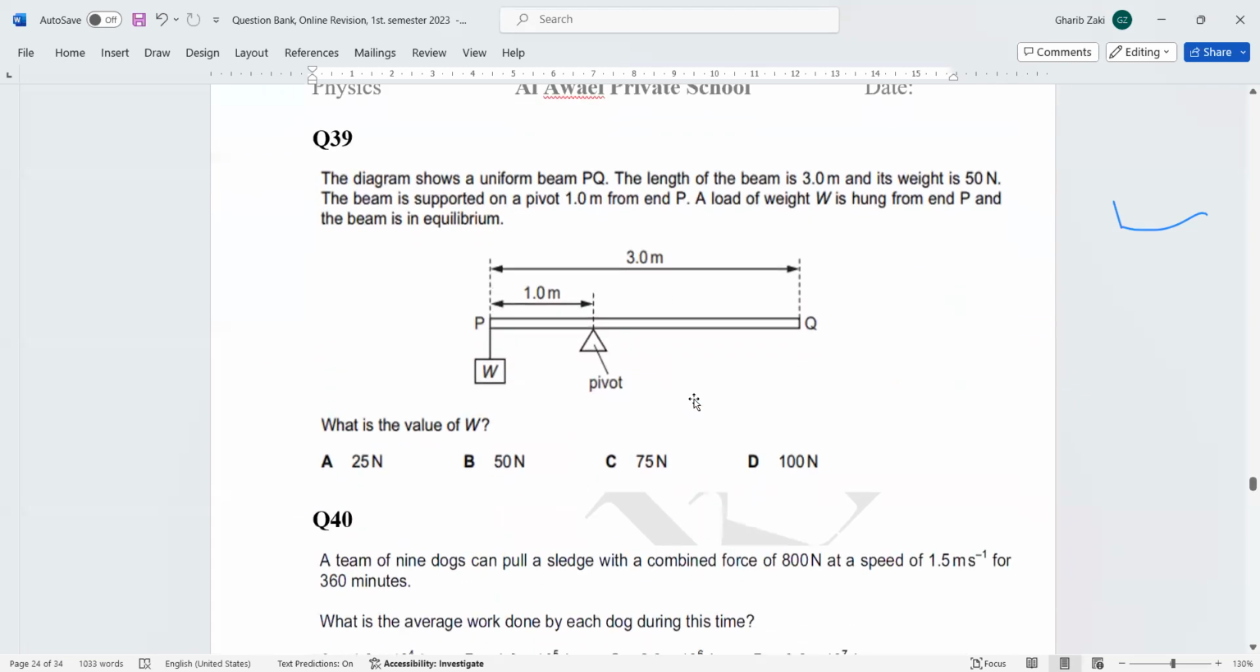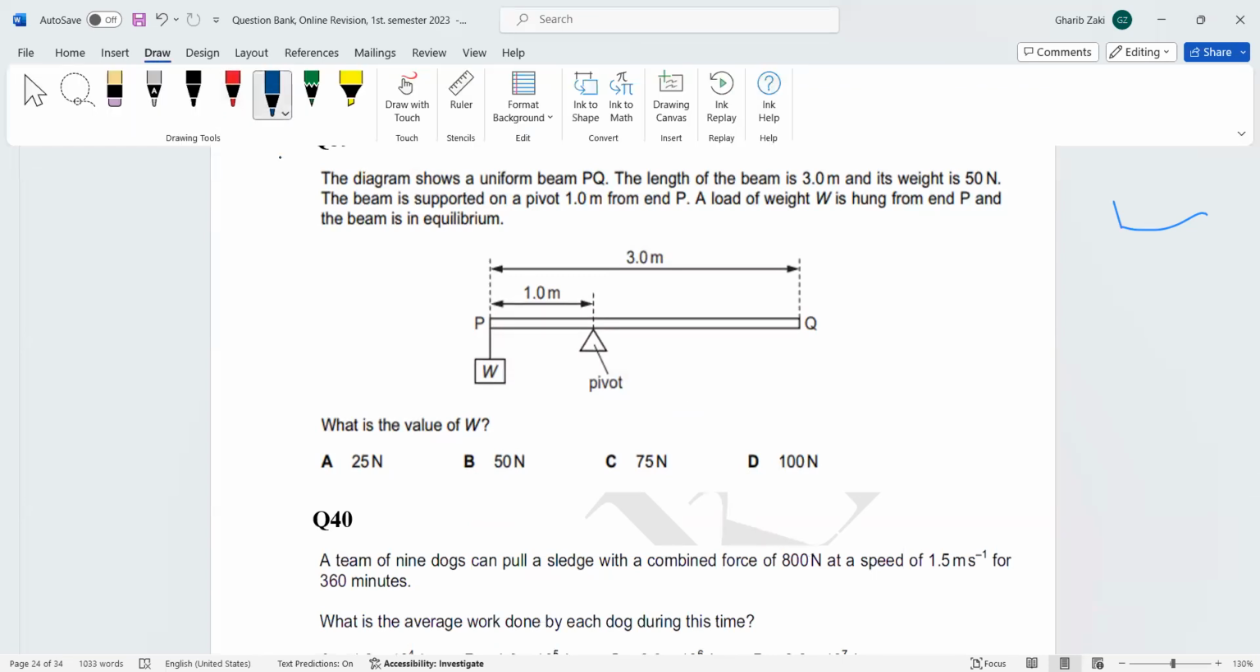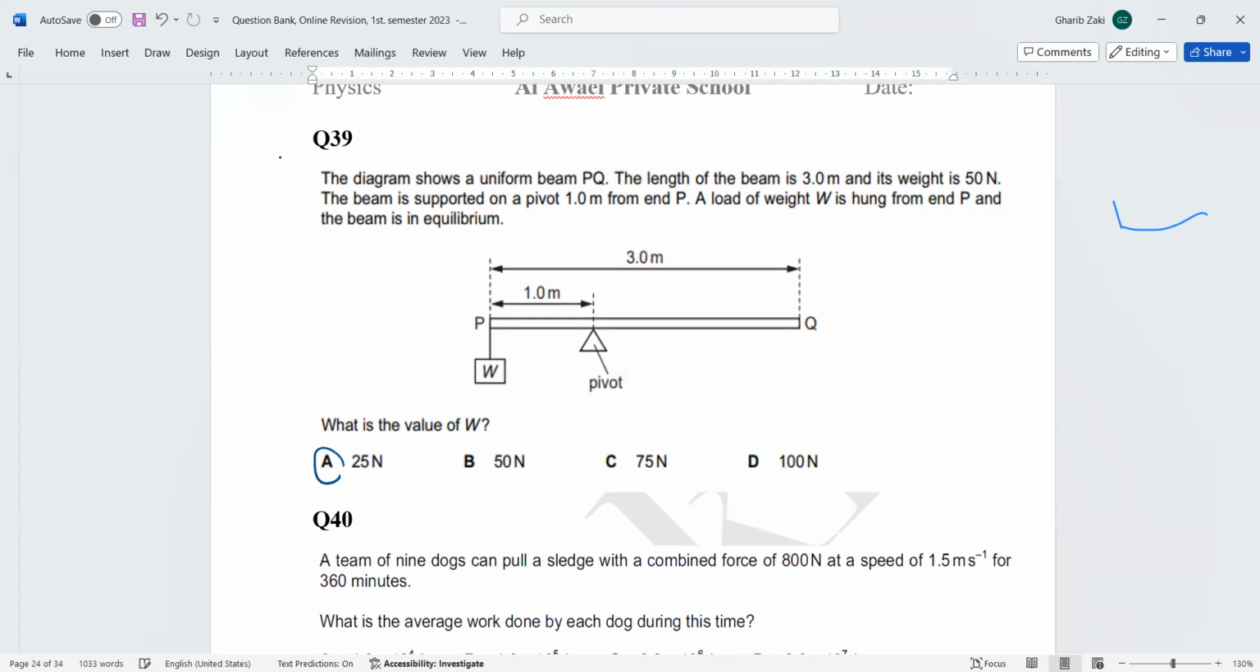Next question. Question number 39. Of course, we solved this. What is the weight? It is a direct question. Clockwise equals anti-clockwise, so the answer is 25.